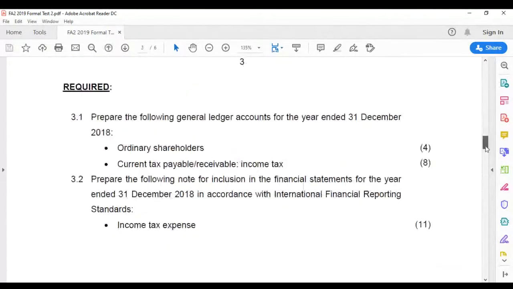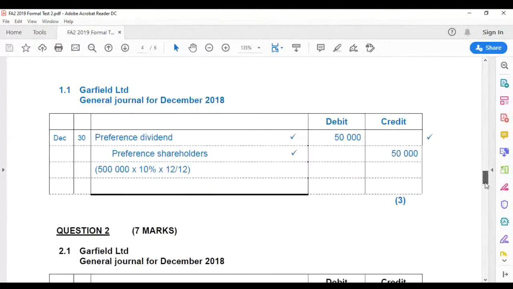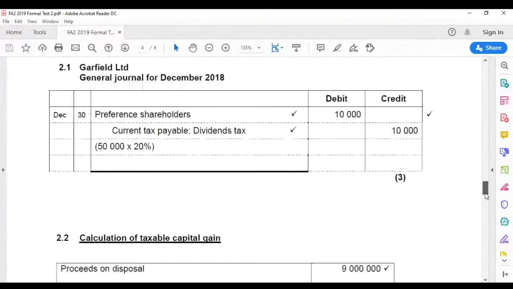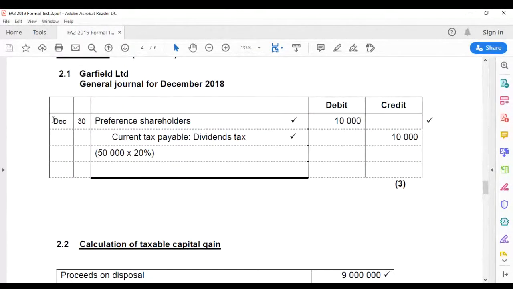Okay, so let's go and have a look at the solution. There we go. We've said the other day that dates are always important, ladies and gentlemen, whether you are doing journal entries or general ledger accounts, do not forget the date. So we know this took place on the 30th of December 2018. We said we are going to debit the preference shareholders. Why? Because we are reducing the liability towards them.